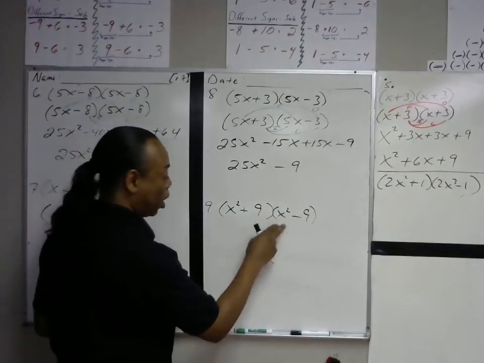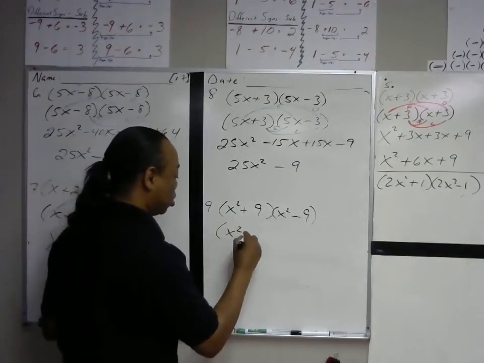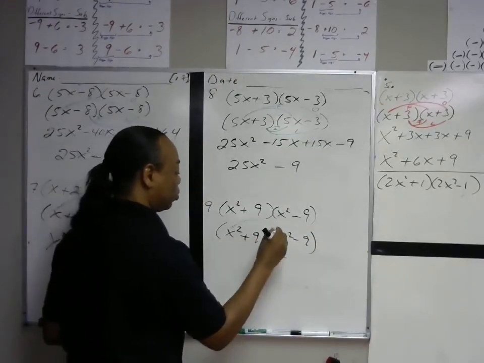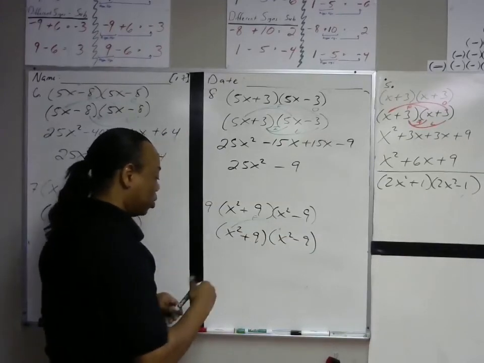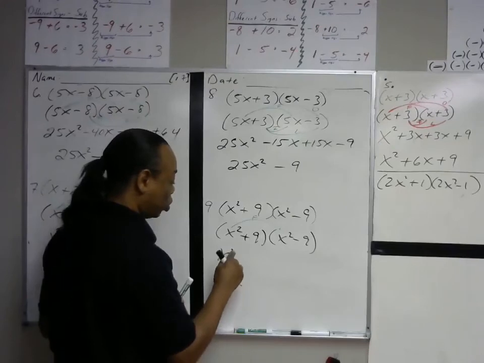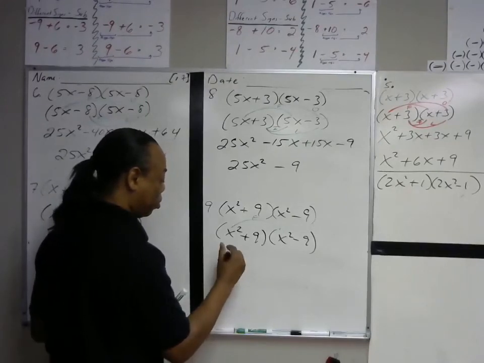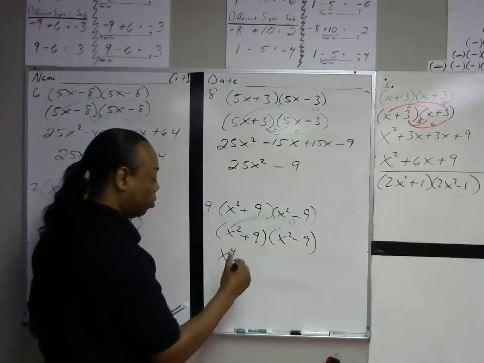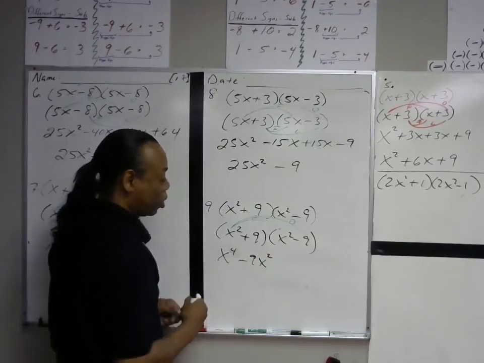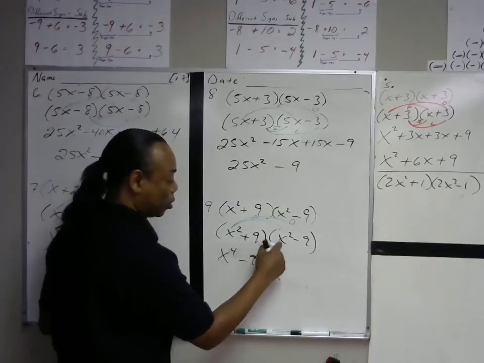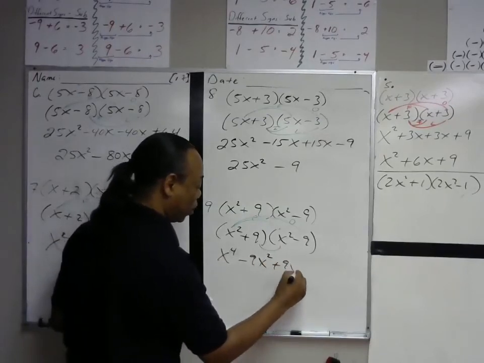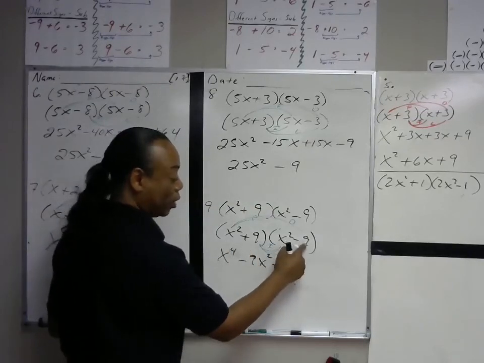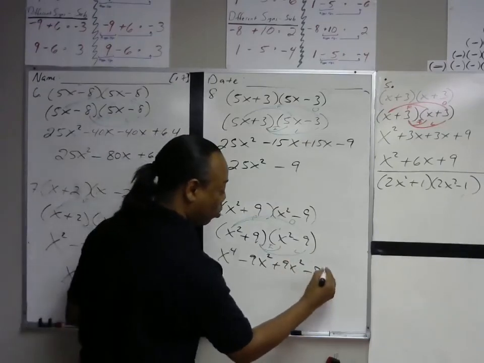Okay, once again, we have conjugates multiplying. So let's preserve the integrity of the original problem. And I'm going to multiply the first terms here, the x squared times the x squared, and we'll get x to the fourth. And then the outside terms, which is x squared times negative 9, negative 9x squared. Then the inside terms, which is 9 times x squared, that becomes positive 9x squared. And then lastly, we'll multiply a positive 9 times the negative 9. That will be negative 81.